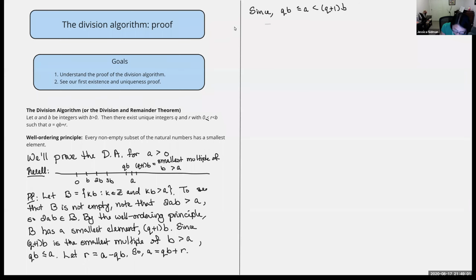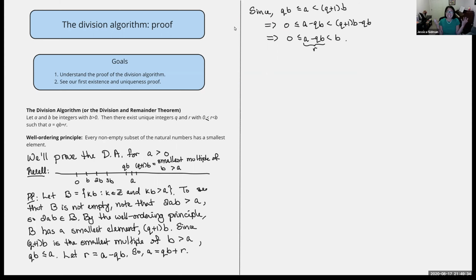So this implies that 0 is less than or equal to A minus QB, which is less than Q plus 1 times B minus QB, i.e. 0 is less than or equal to A minus QB, and the QB's cancel here, and I just left in B, right? But this was equal to R.